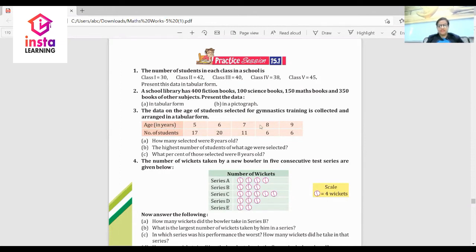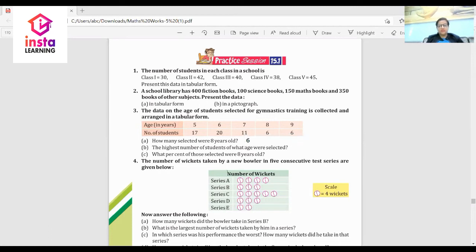Now, the 13.3 point is age in years. Ages 5, 6, 7, 8, 9 years are there and the number of students. How many selected were 8 years old? Gymnastic training is given and we see how many students are selected in that. 8 years old are 6. Number of students is 6. You should know how to read and write.